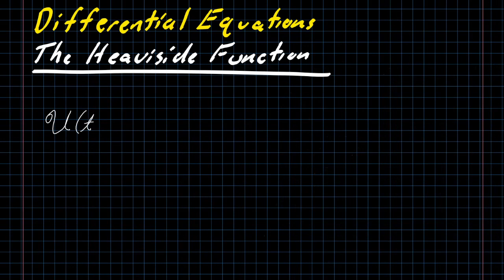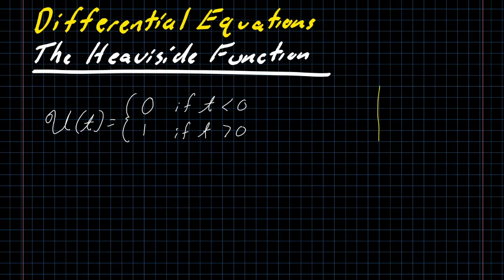And let's look at the simplest case. u of t is going to be equal to 0 if t is less than 0, and it's going to be equal to 1 if t is greater than 0. We can graph this function. That's not a u. That's a u. And the graph is fairly straightforward.